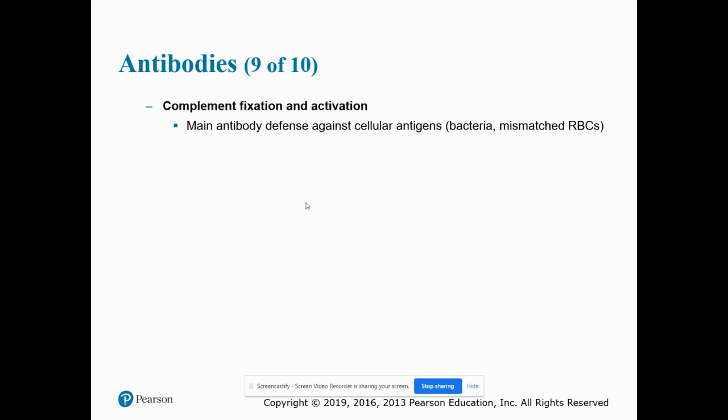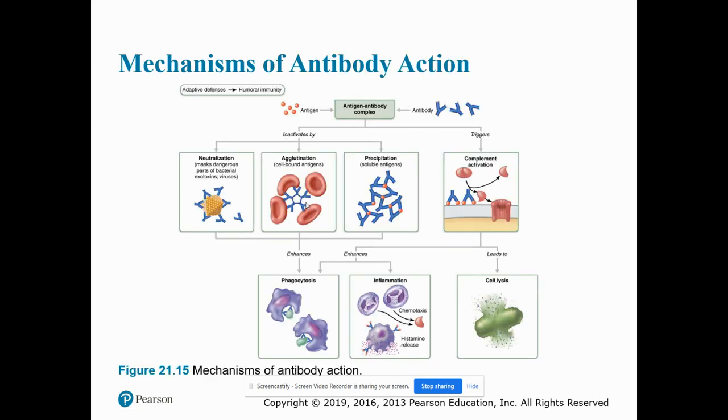The last one we have is complement fixation and activation. This is the main antibody defense against cellular antigens like bacteria and mismatched red blood cells. Don't need you to know anything else about this. This is just looking at all the different mechanisms. Neutralization, again, we're just blocking the sites. Agglutination, we're clumping them up. And then precipitation, this is where we're clumping soluble molecules. And then we have complement activation.